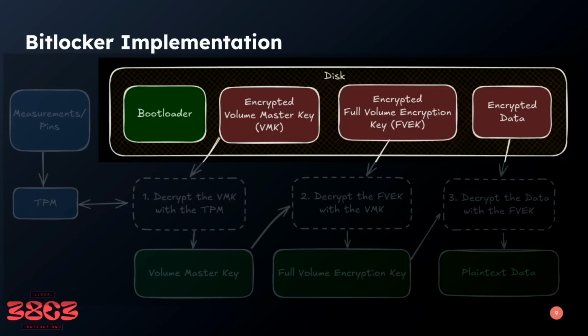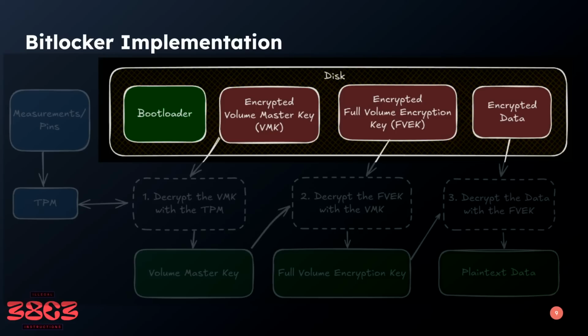So you have the first region, the green one, that's the bootloader. That is still unencrypted. So that's plain text, some software that can run, and that software can then open up the other parts. The other parts are the so-called volume master key. This is basically the key to the castle when you're talking BitLocker. And then there's also this thing called the full volume encryption key. And then you finally have encrypted data.